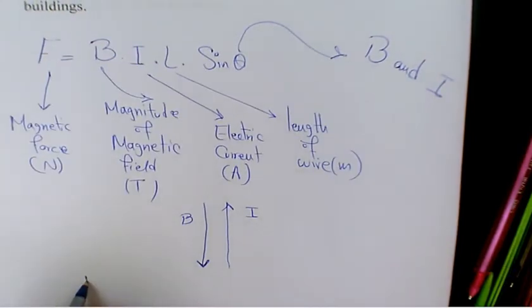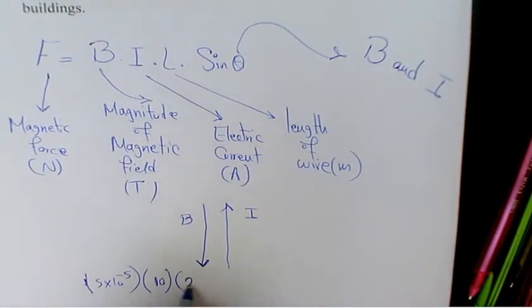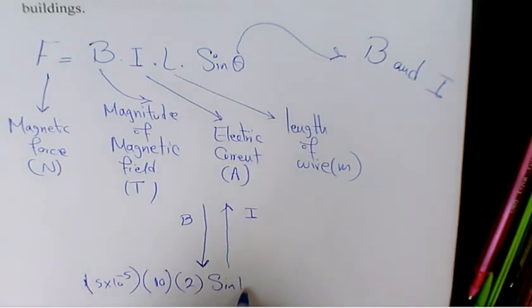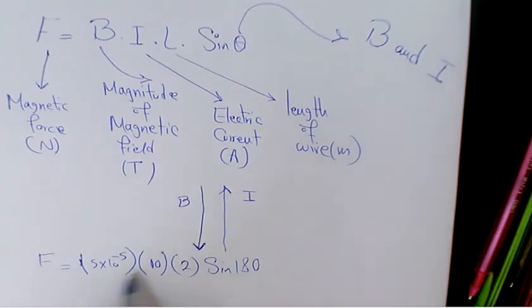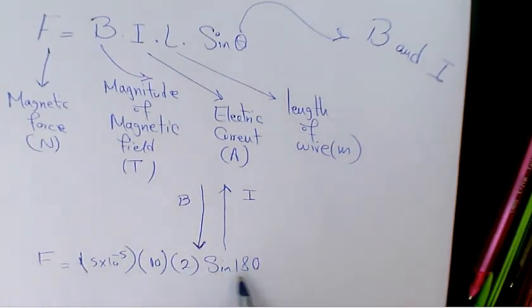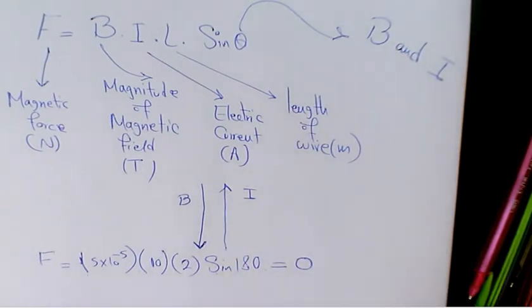So it's going to be 5 times 10 to the power of negative 5, I is 10 amps and 2 meters, sine 180. We didn't need to even write these numbers here because we know sine 180 equals 0. So there is no force in this situation.